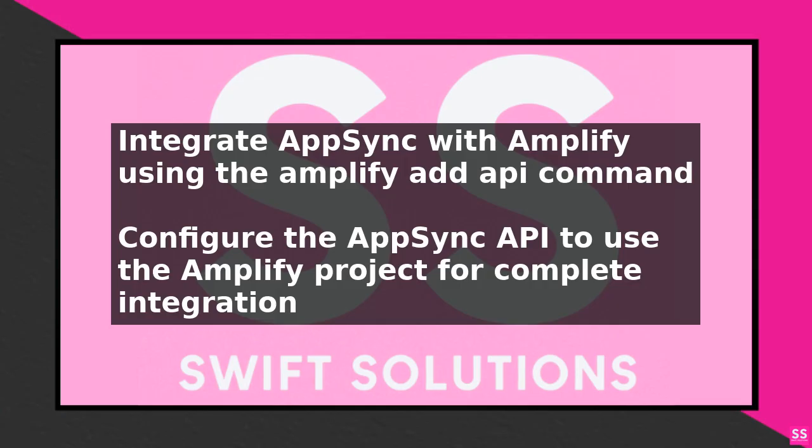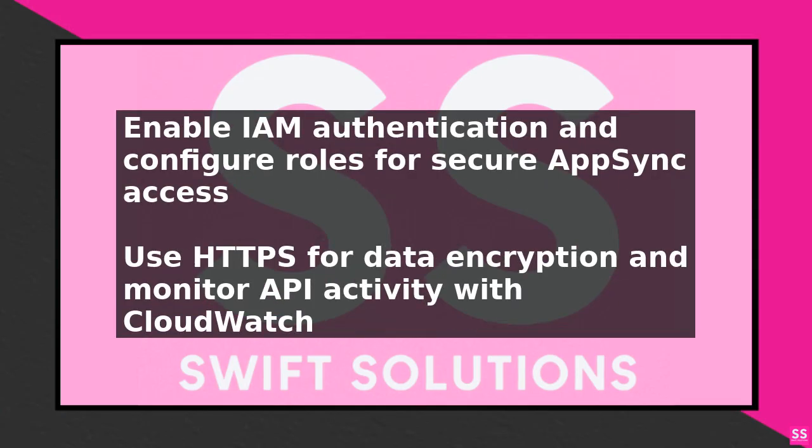Best practices for securing AppSync and Amplify include regularly updating dependencies and libraries, using secure protocols for data transmission, and monitoring API activity for suspicious behavior. By following these steps and best practices, you can ensure a secure and scalable integration between AppSync and Amplify.